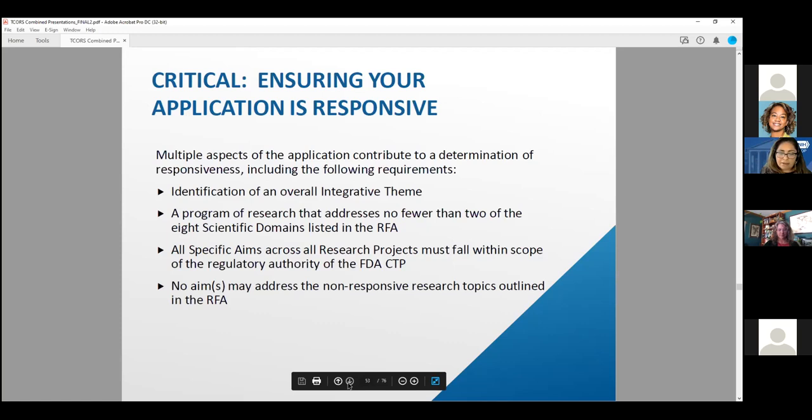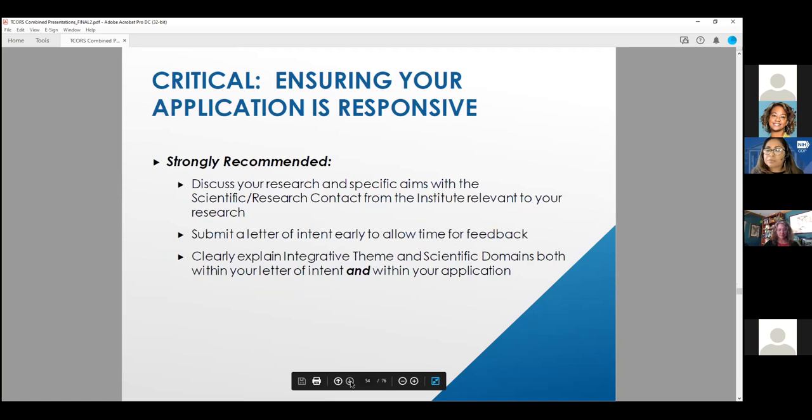Next one, please. So we highly recommend that you discuss your potential project with one of the program officials that is listed in the contact section of the RFA. Also, we highly recommend that you submit a letter of intent. I'm gonna give you a little bit more information about that. And that letter of intent will really help us to identify any potential topics that are non-responsive for the RFA. And also it will help us to see what kind of theme you are proposing for your T-Course.